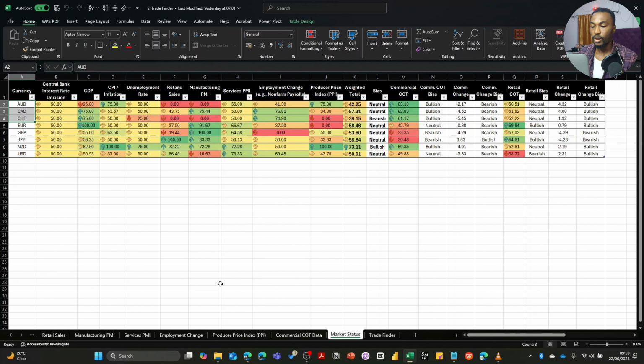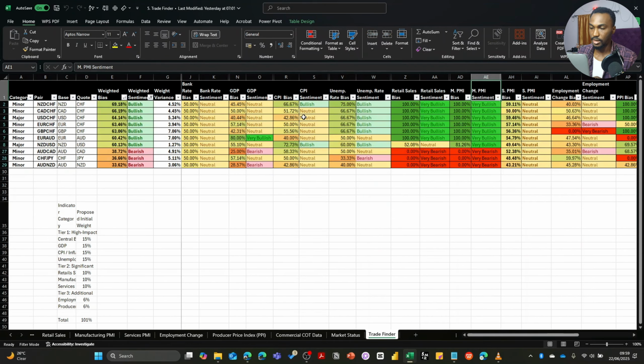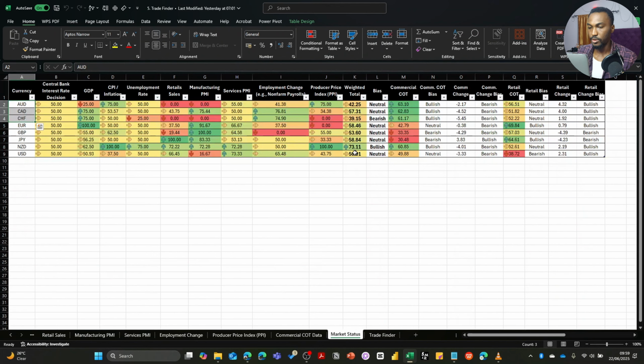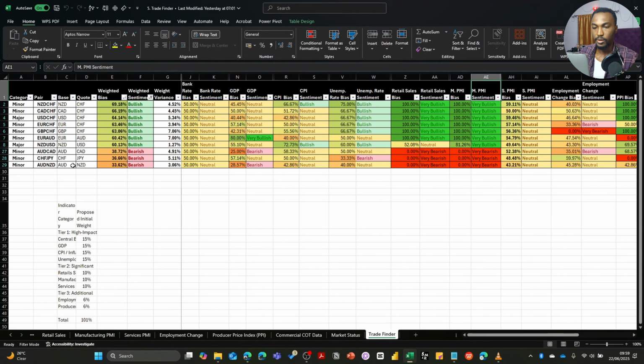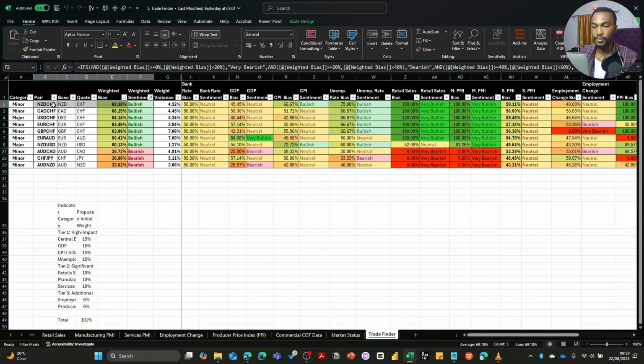the most. So my trade finder says, first and foremost, buy New Zealand dollar against any other thing you can find. Well, what is the worst performing thing against the New Zealand dollar? It is the Swiss franc. So obviously I should be seeing New Zealand dollar against Swiss franc absolutely bullish. You can see it right here.